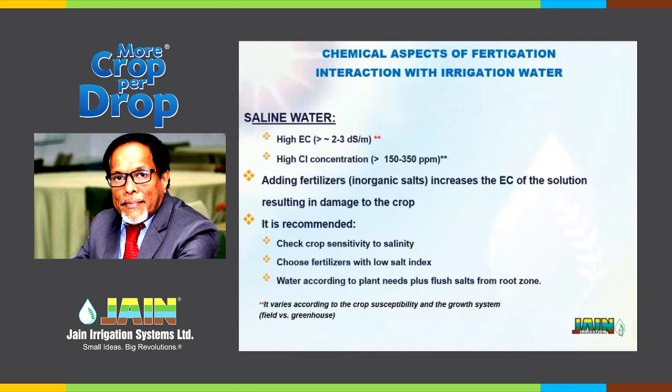Well, EC is already up. It is 2 to 3 decisiemens per meter. In other words, EC is more than 2 or 3. And into that, you are adding inorganic salt. Fertilizers are inorganic salts. What will happen? The EC of the solution will even damage the crop. So you have to be careful about it.